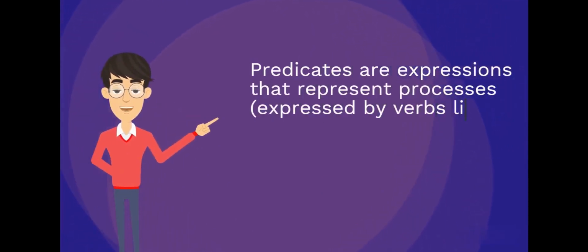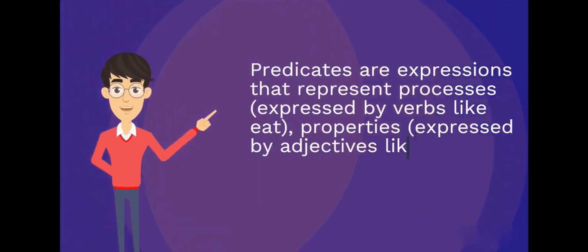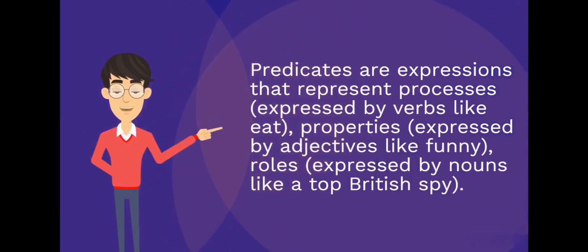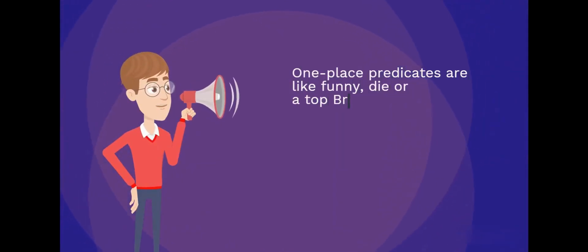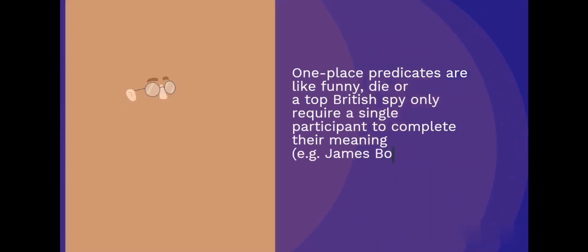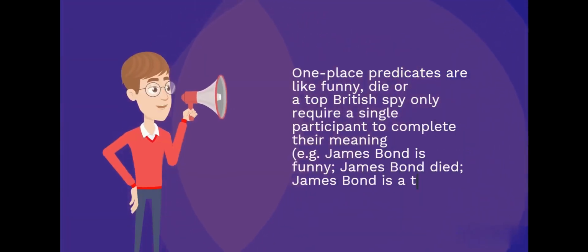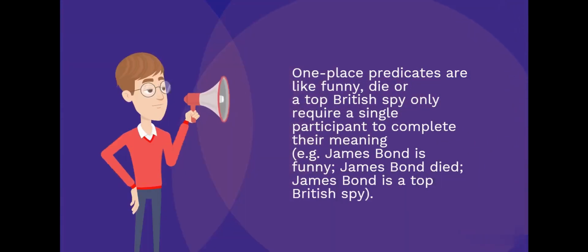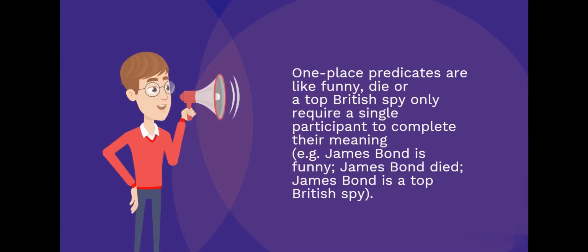Predicates are expressions that represent processes, for example, expressed by verbs like eat, properties expressed by adjectives like funny, roles expressed by nouns like a top British spy. One-place predicates like funny, die, or a top British spy only require a single participant to complete their meaning. For example, James Bond is funny, James Bond died, or James Bond is a top British spy.